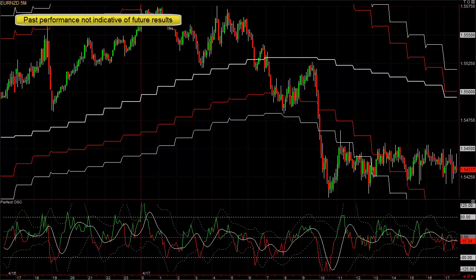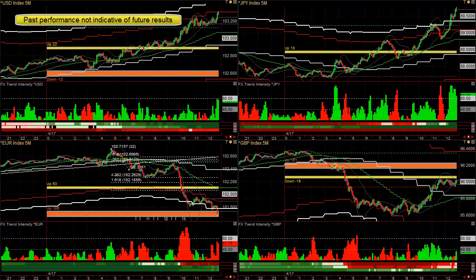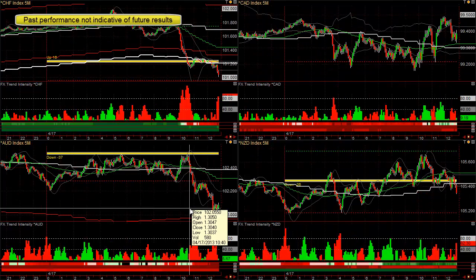Let's scroll forward on those currency indexes to see what happened with this trade.